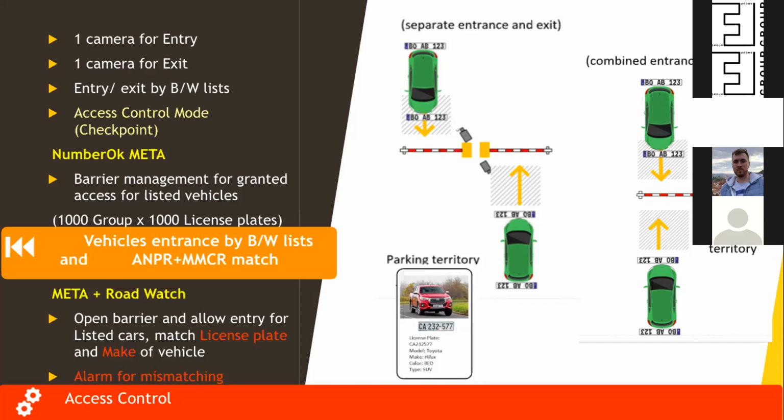In the scheme, you can see that for access control there can be two variants: separate entrance and exit, or combined entrance and exit. Of course, for license plate recognition, the perfect situation is when you have separate entrance and exit. For access control, it will be enough to use one camera for entrance and one camera for exit.